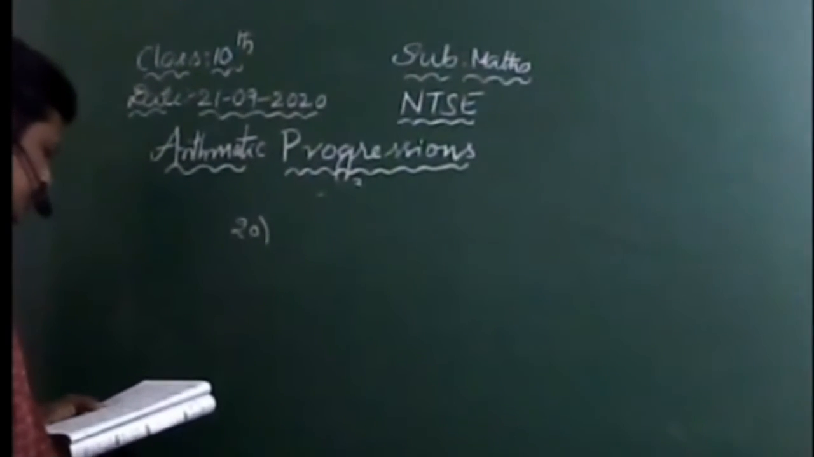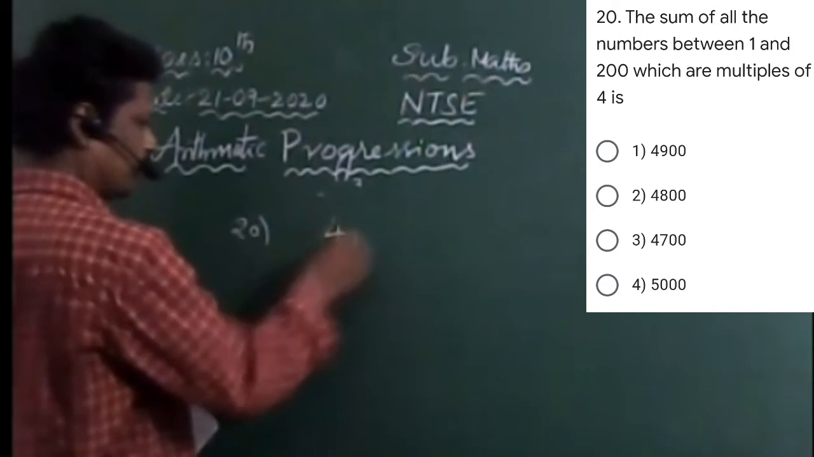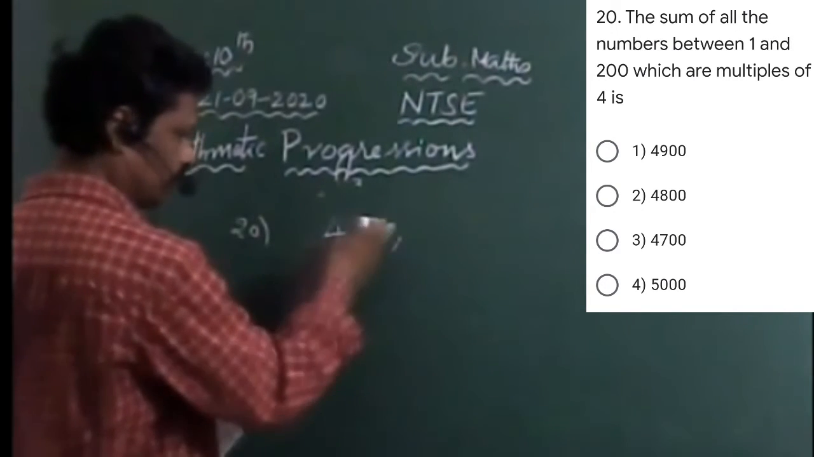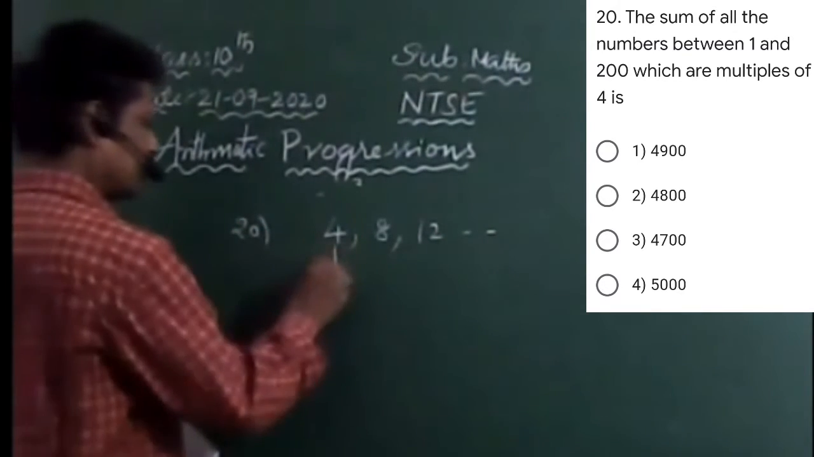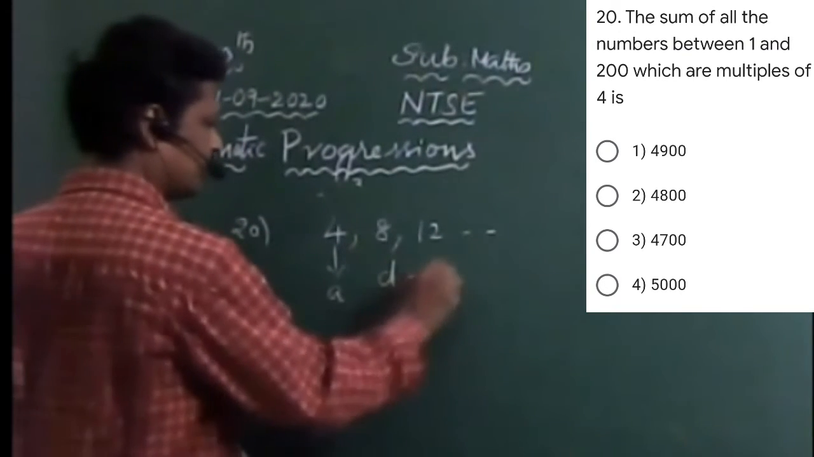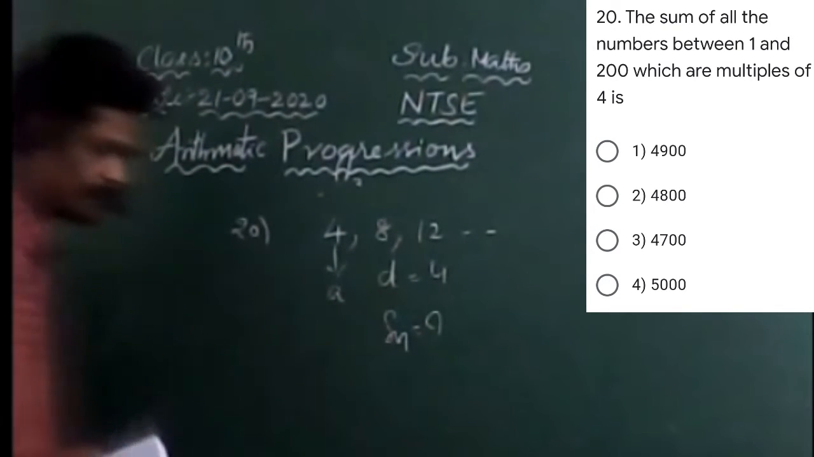Sum of all the numbers between 1 to 100 that are multiples of 4. What are the multiples of 4? 4, 8 (4 times 2 is 8), 4 times 3 is 12, and so on. Their sum: this will be a, and the common difference is 4, and find Sn using the formula. Is it clear?